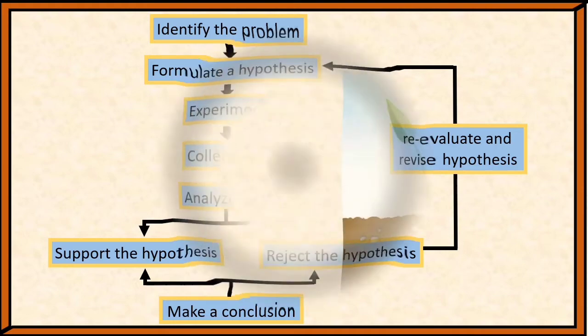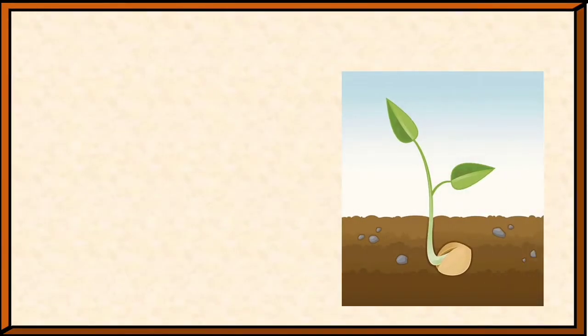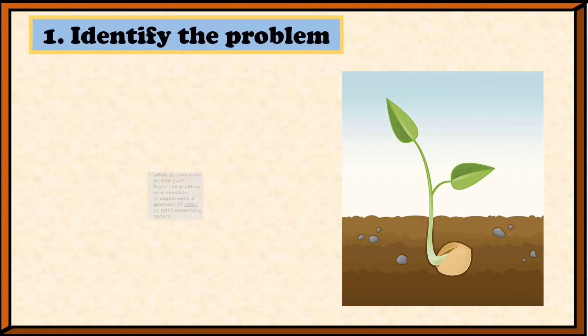Okay, so we are using scientific investigation to acquire scientific knowledge. To understand more, let's have an example using the steps of scientific method. A scientific investigation aims to answer an identified problem. So, the first step is to identify the problem.